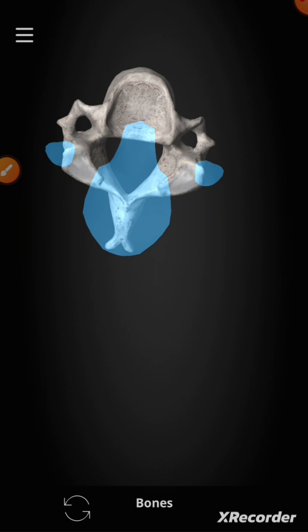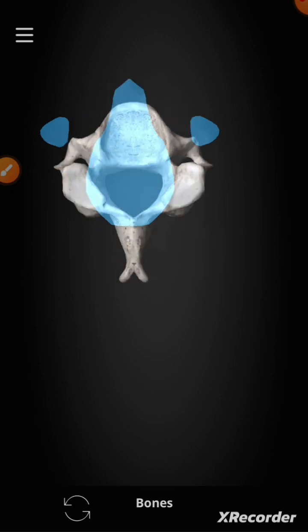The transverse processes are directed laterally. Each process has a transverse foramen, which is a characteristic feature of any cervical vertebra. Keep in mind, it is a characteristic feature of any cervical vertebra. Now this is the transverse process.